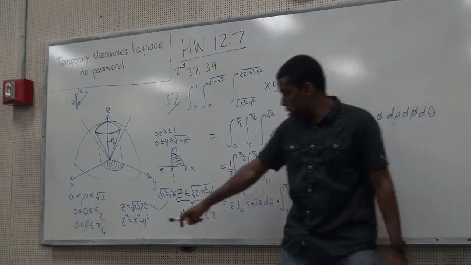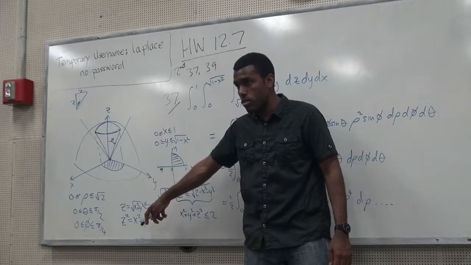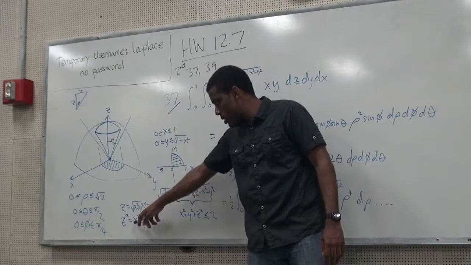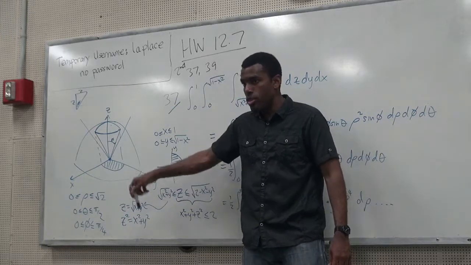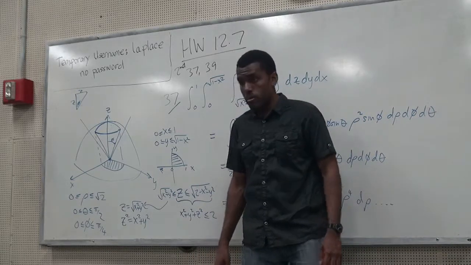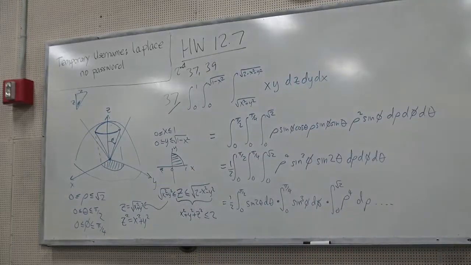This is the equation of the cone. You can either plug in all the values you know in spherical: rho cosine phi, rho sine phi sine theta cosine theta, rho sine phi sine theta, and solve for phi. Or it comes from this triangle. There are several ways. We talked about that.